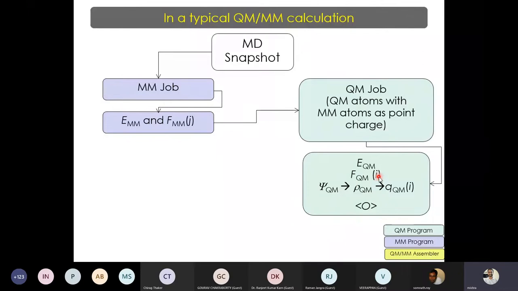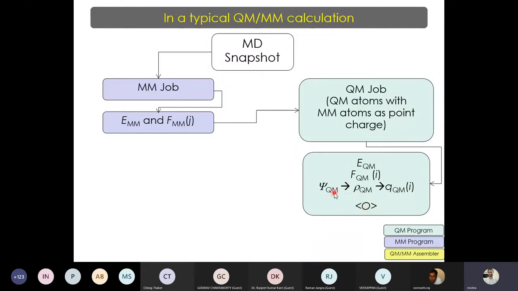I'm calling this QM atom I. So you have obtained these forces on the QM atoms. You have the wave function from this QM job, since you solved the electronic Hamiltonian. Therefore, you have the electron density, and from there you can get the partial charges on the QM atoms. These are the standard things that you need: the forces and the partial charges. Plus, if you need any other physical classical observable, you can bring the corresponding operator and get the expectation value.